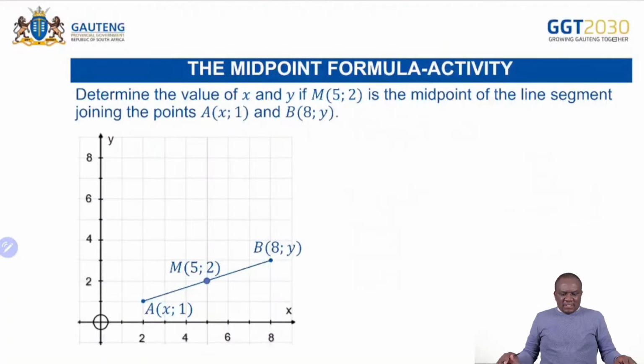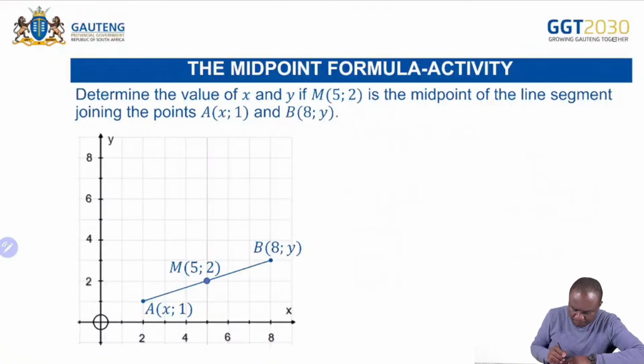Right, welcome back, grade 10s. Please try to write or do your corrections as I explain, okay? Right, let's try to mark our work. Does the formula change for the midpoint? No, it doesn't change. So it's xb plus xa, or xa plus xb, divided by 2. That must give us 5.